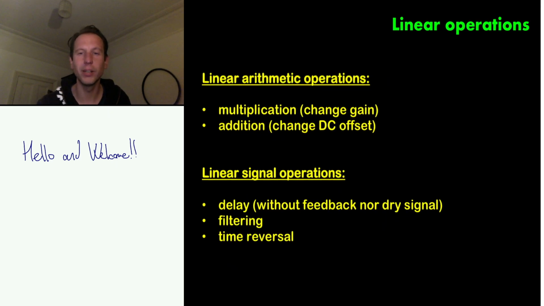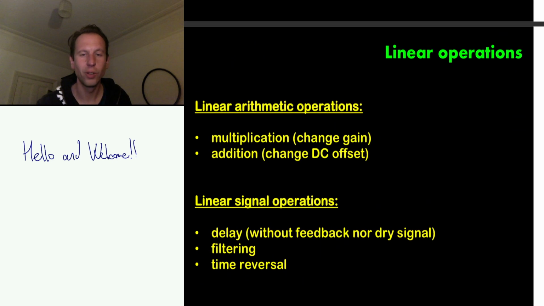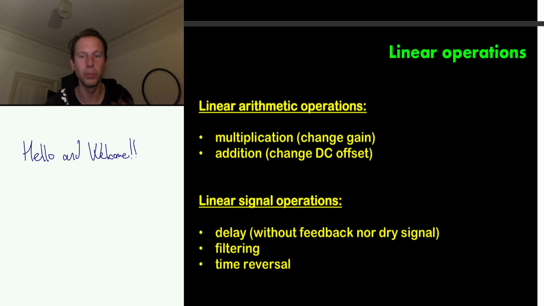Okay, so basically the linear operations that we can look at in terms of arithmetic, basic mathematics, are multiplication, which changes the gain of a signal, and addition, which changes the DC offset. These two are the most crucial building blocks of all signal processing in this context. Now, there are other linear signal operations. Delay is linear. It does not change the timbre of the sound based on the incoming amplitude. Although you can produce a more complex process with delay if you introduce feedback and dry signals into the mix, which makes it slightly different. Nevertheless, still linear, but then again, time variant.